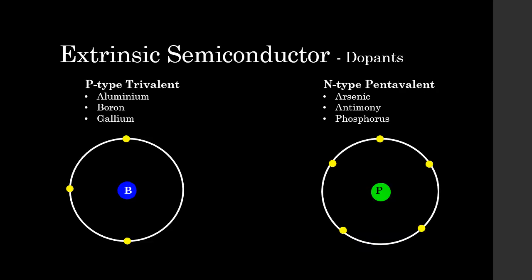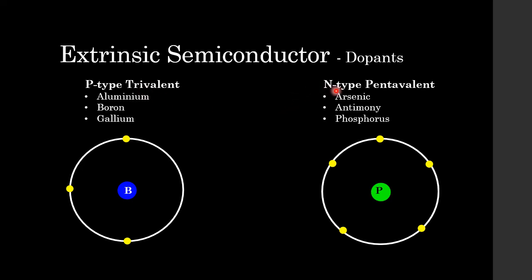Looking now at extrinsic semiconductors. On this slide, we are looking at what are known as dopants. So, what is a dopant? For a p-type or trivalent extrinsic semiconductor, the dopants are aluminium, boron, or gallium. And you've probably figured it out by now. Trivalent means 3 valence electrons. So our dopant has 3 valence electrons. And basically what we do is we replace a silicon atom in our semiconductor material with this trivalent boron atom, and that creates a p-type semiconductor.